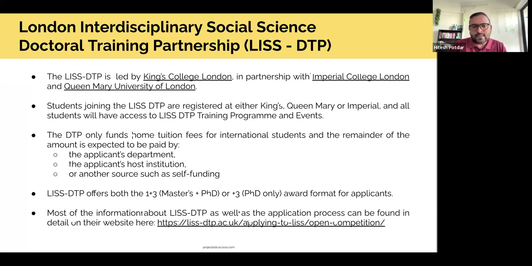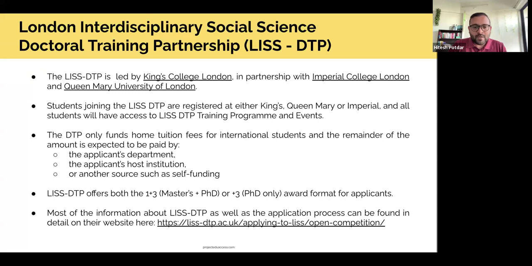King's automatically considers your application as such. But if it's Imperial or Queen Mary, the funding process for this reminder fee is different. So if you are applying to Imperial or Queen Mary, please be sure that you have already sorted it out, and you have discussed it with your supervisors, and also seen what the deadlines and the processes are. So LISS offers 2 kinds of studentships.